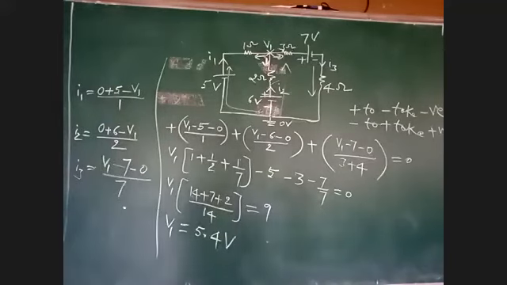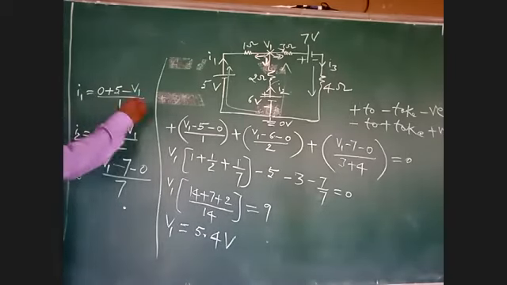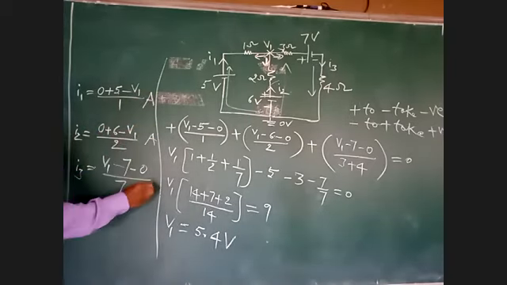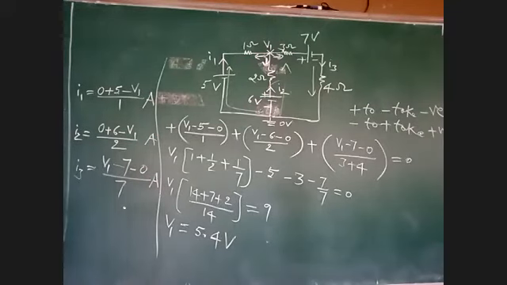Okay. Now we know V1, so we can determine the branch currents I1, I2 and I3. Write down this. The unit is ampere. Current unit is ampere.